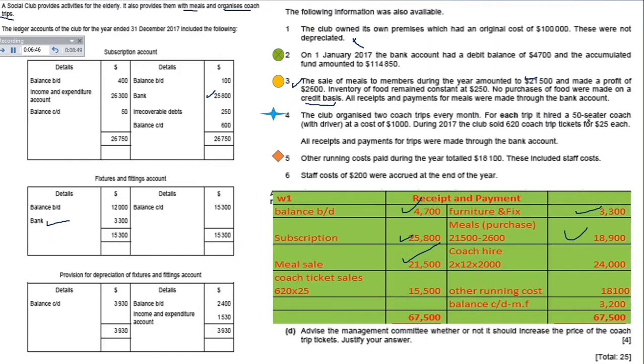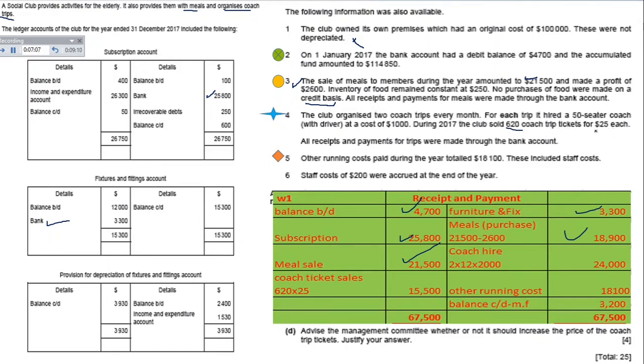For each trip, it hired a 50-seater coach with driver at the cost of 1,000. So during 2017, the club sold 620 coach trip tickets for 25 each. So if it sold 620 coach tickets for 25 each, we are going to have a cash inflow.